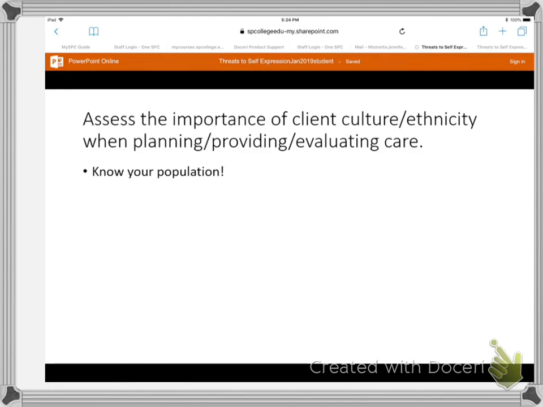Client culture, ethnicity, when you're planning and providing and evaluating care, we kind of talked about that. You just have to know your population that you're working with and know, like, in St. Pete, what your big populations are. If you're working at a hospital on this side of town in North Side, there's a huge Vietnamese culture here in the Pinellas Park North Side area. Just knowing where you're working and who you're working with. Am I right? I see you giggling. There really is, though.